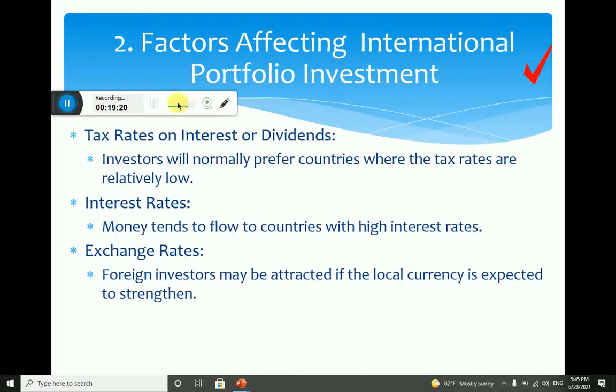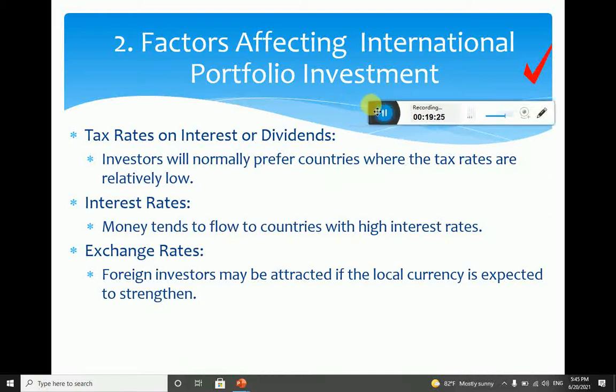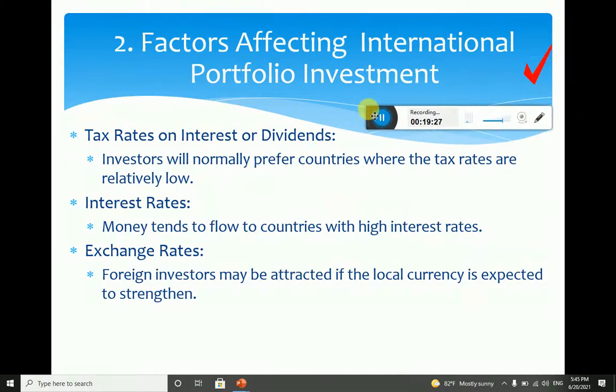they believe that the country's economy is stable. So if they invest, their money will be safe. They will not lose their money. So that's also one of the factors affecting the portfolio investment.